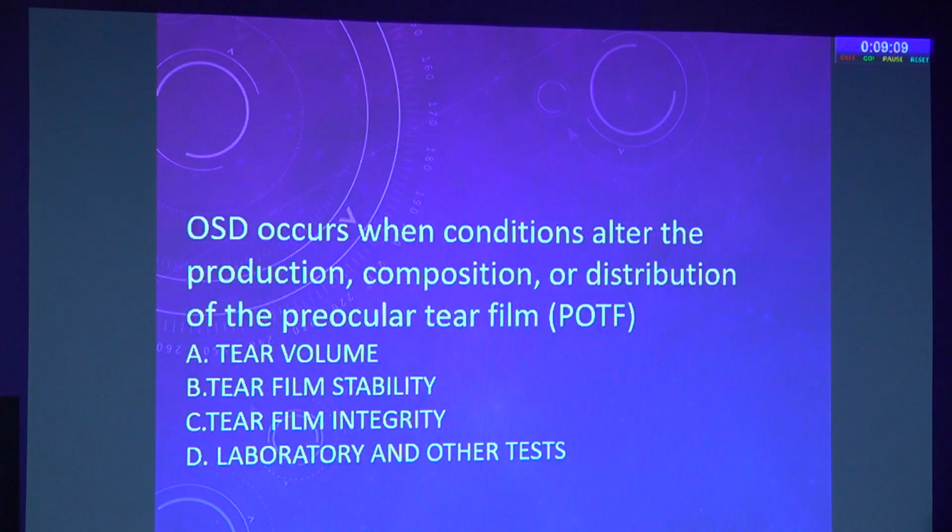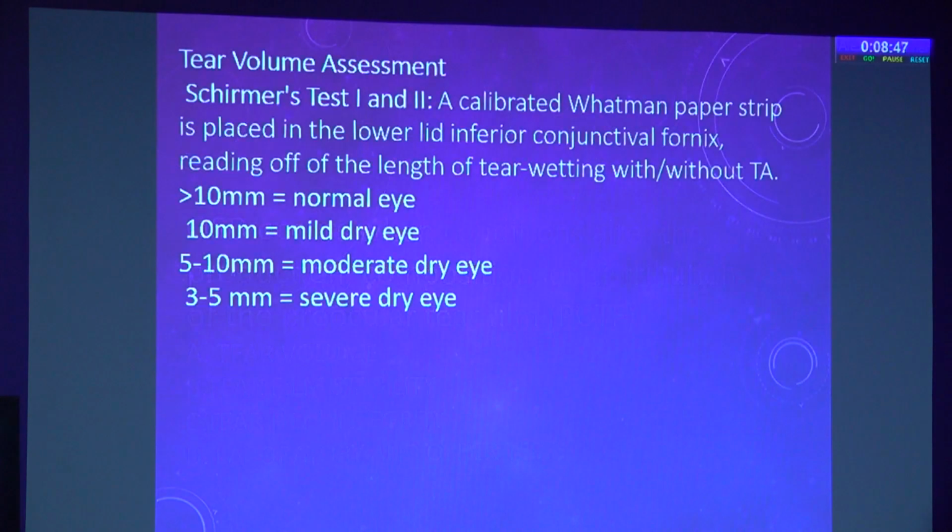So, how do we evaluate the ocular surface? Ocular surface analysis is needed when conditions alter the protection, composition, or distribution of the preocular tear film. You first have to assess the tear volume, tear film stability, tear film integrity, and other supportive laboratory investigations. To start with, tear volume assessment: we can do a Schirmer's test 1 or Schirmer's 2, with or without topical anesthesia.